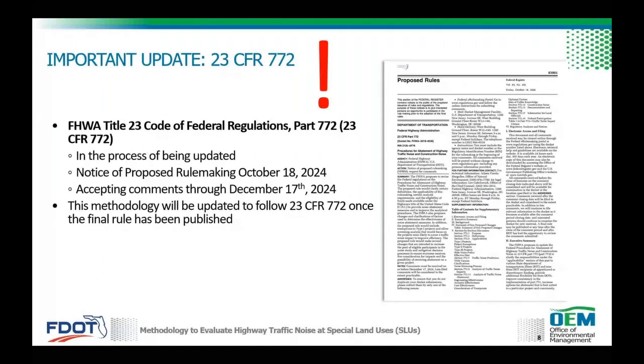So an important update to note, as some of you may be aware, 23 CFR 772, FHWA's Title 23 Code of Federal Regulations, Part 772, is in the process of being updated. They released a Notice of Proposed Rulemaking on October 18th of 2024, which includes several proposed changes. The FHWA is accepting comments on these proposed changes through December 17th of 2024. This methodology to evaluate special land uses will be updated to follow the new 23 CFR 772 once that final rule has been published.